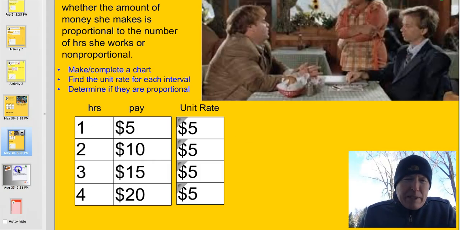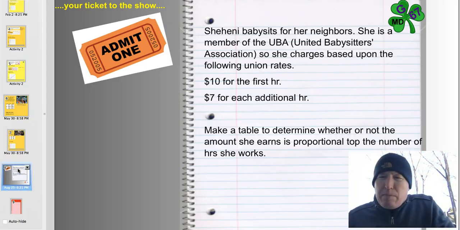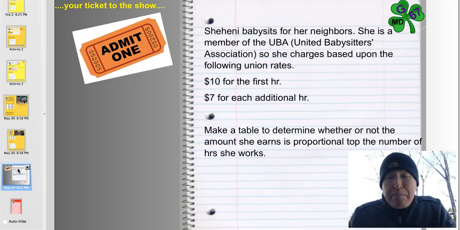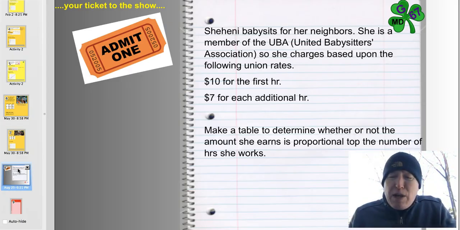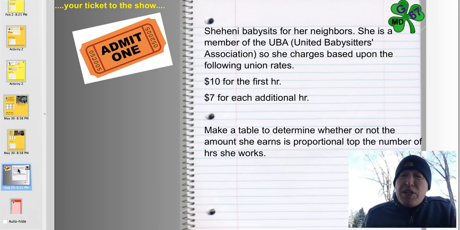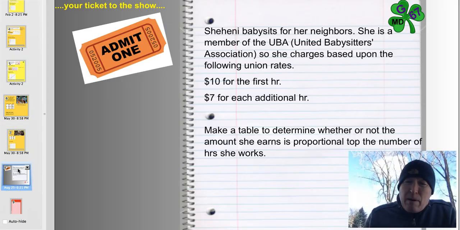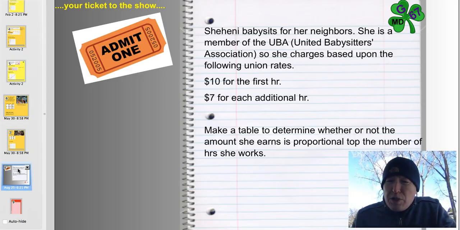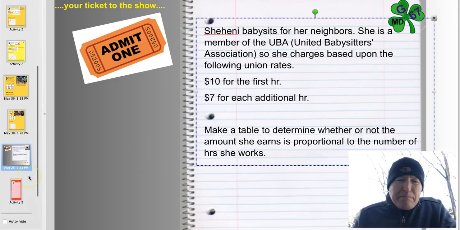All right. Here is your ticket to the show. Shahani babysits for her neighbors. She's a member of the UBA, United Babysitters Association, so she charges based upon the following union rates. $10 for the first hour, $7 for each additional hour. Make a table to determine whether or not the amount she earns is proportional to the number of hours she works. I'm just going to change that to 2, the number of hours she works. All right, go ahead and do that for me.